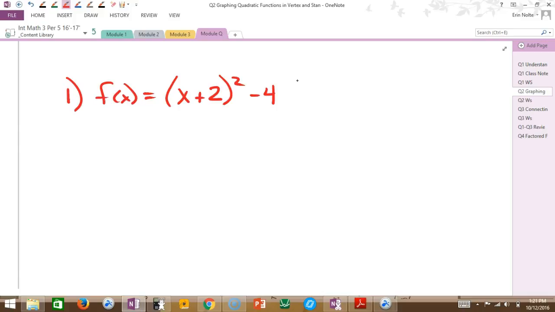So, all we're doing in this section is graphing, right? The first thing that we need to be able to find is the vertex of our parabola, which is either the minimum or the maximum of our spot, right? Can somebody tell me what the vertex of this particular parabola is?